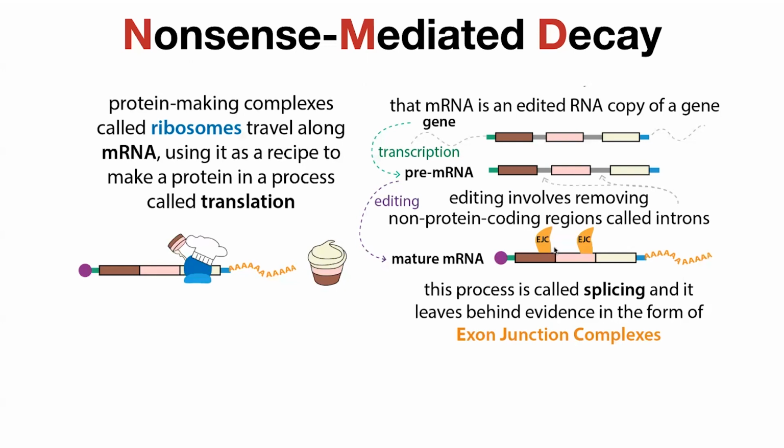These exon junction complexes are basically protein complexes that get left behind during the process of splicing. So when those introns are removed by this complex called the spliceosome, they leave a mark. They leave behind this exon junction complex, which is about 20 nucleotides or so upstream of the exon junction. So where they splice together those exons, they leave this complex behind.